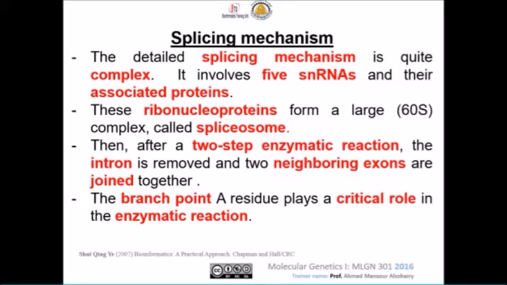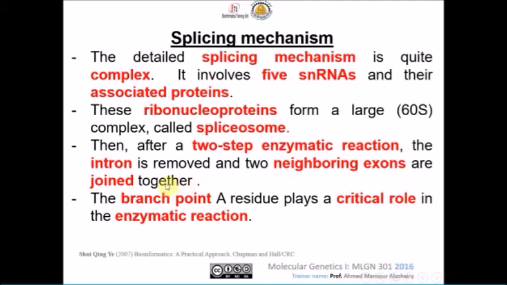But anyway, the detailed splicing mechanism is quite complex, but it involves at least 5 small nuclear RNAs and their associated proteins, which are called ribonucleoproteins. These ribonucleoproteins form a large 60S complex called the spliceosome. So the spliceosome actually contains ribonucleoproteins. Then after a two-step enzymatic reaction, of course, the intron is removed and the neighboring exons are joined together.